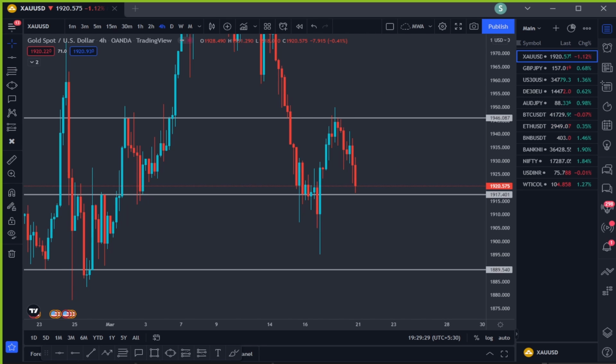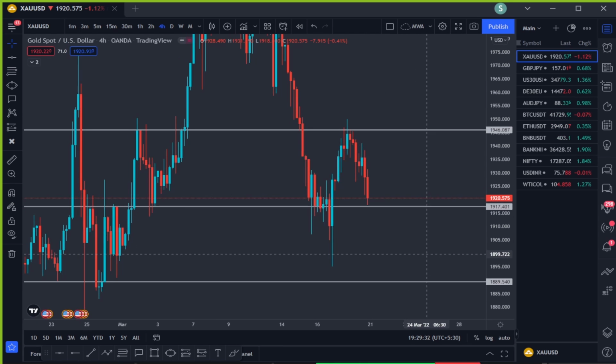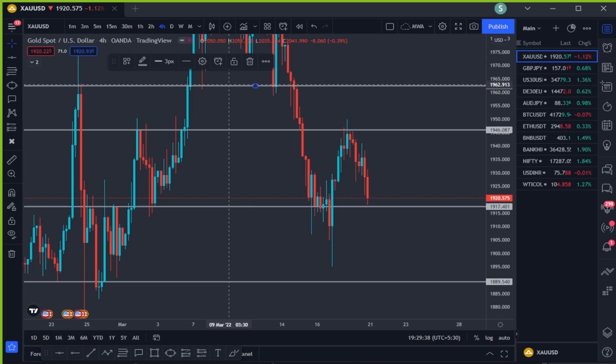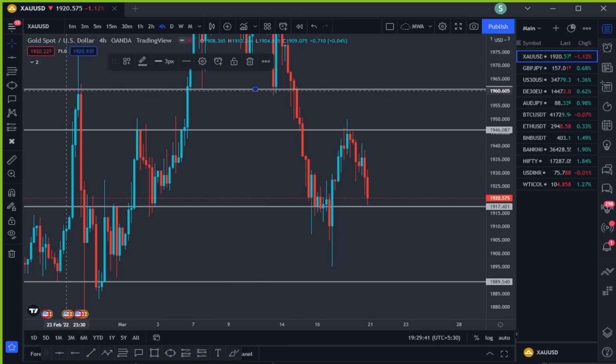Now as you can see, guys, here we have this level, which is a resistance. So we can mark it here. As you can see here, the price rejected this level to the downside, here price rejected this level to the upside. So you can see here this level acted as a resistance, here support, here support as well.